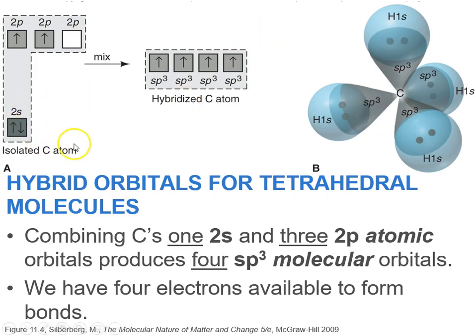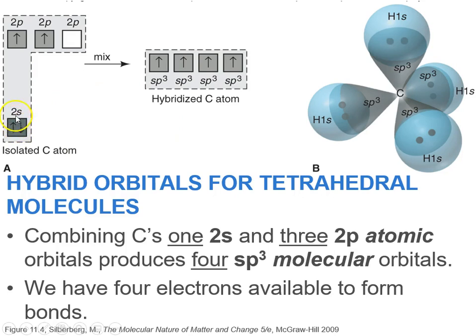So what we do is we take carbon. Carbon has 4 valence electrons, and we have 2 electrons in the 2s, and then 2 electrons in the 2p. So what we're going to do here is we're going to take a 2s, and then we're going to take all 3 of the p's, even this one that doesn't have any electrons in it. Since we have 1 2s and 3 2p's, that gives us 4, because you always get the same number. We're going to take 4 atomic orbitals and mix them to form 4 hybrid orbitals.